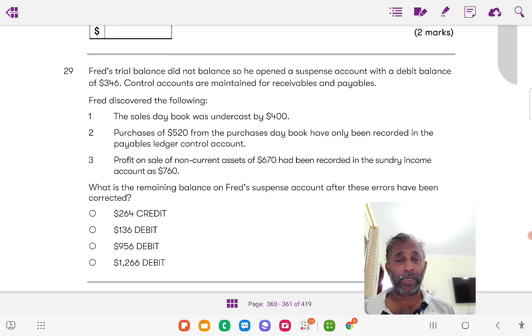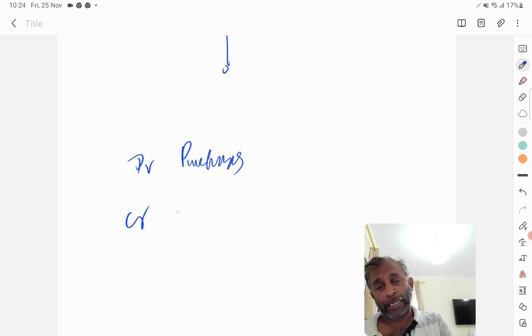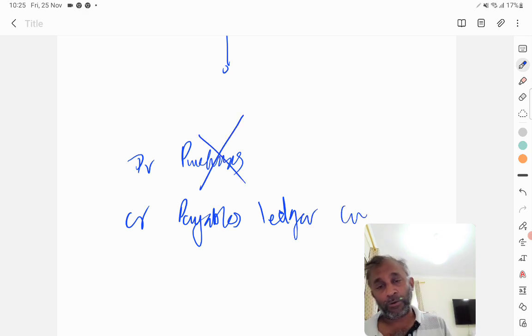Second one, purchases of 520 from the purchase day book have only been recorded in the payables ledger control account. When you read the name payables ledger control account, that is part of double entry. And what the bookkeeper has done is only take it to the payables ledger control account, and that entry is a credit. So the correct double entry must be, you should debit purchases and then credit the payables ledger control account, whereas this entry has not taken place.